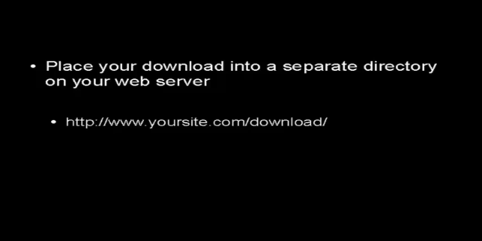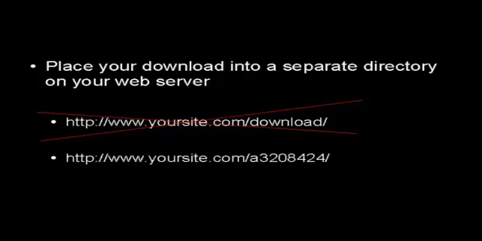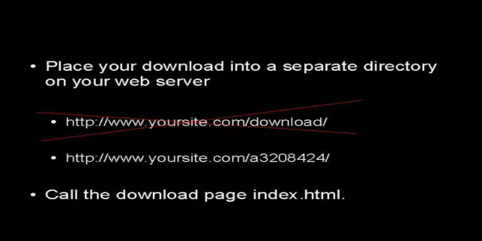Now you want to be imaginative when you decide what you're going to call this directory. You want to have it so it's not something that people are going to have an easy time finding. So for example, you wouldn't want to call it download. What I like to do with my download directories is give them a random combination of letters and numbers that's going to be very hard for people to guess. And you want to call the actual page that people are going to go to in this directory index.html, because then you can just simply send them to the directory and the web browser will automatically load the index page.